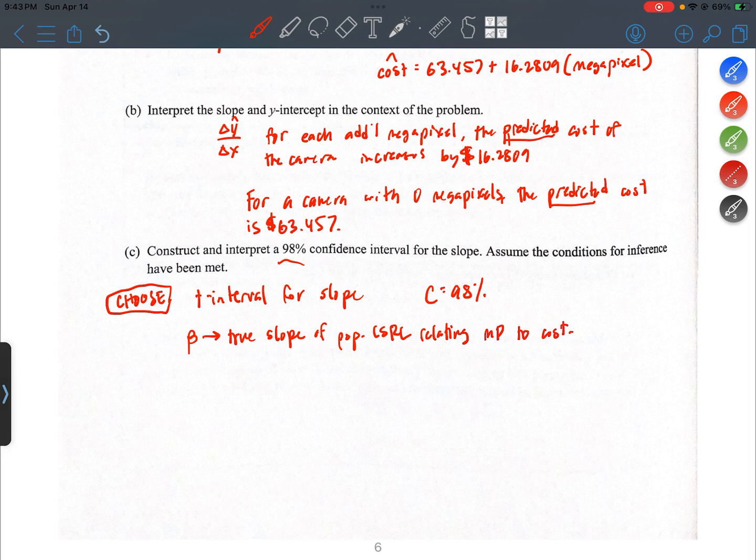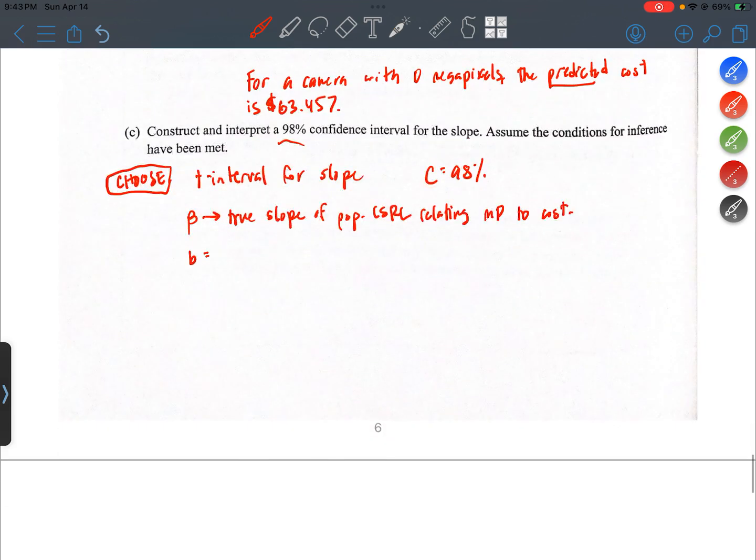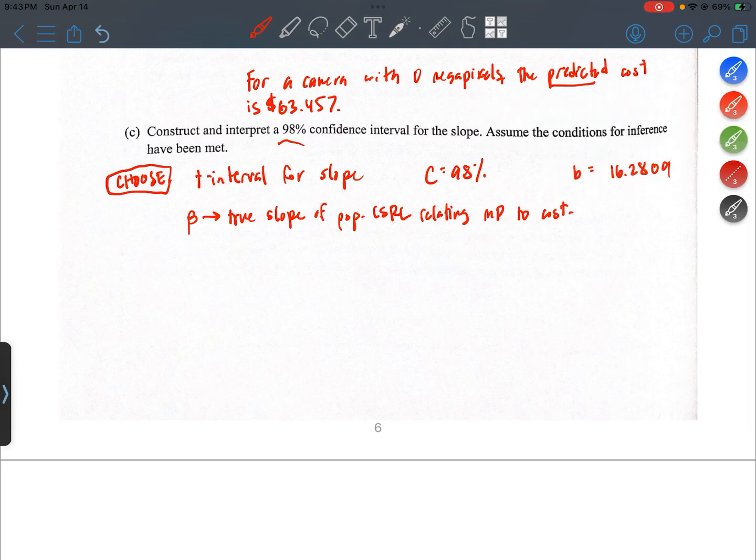All right, and I think that's it. We're doing an interval, so no need to write any hypotheses. I'll probably put the statistic. The statistic is 16.2809. All right, let me just move that, create a little bit more space for myself. For the next step, it says assume that it's met. Assume met.